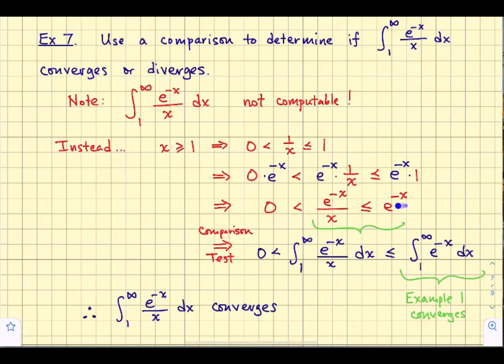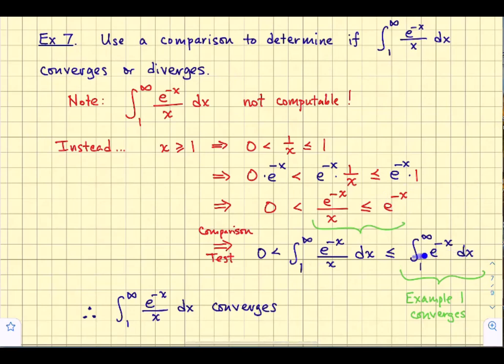We have that everything here is positive. This is our f and this is our g. Now the question is, do we have some kind of relationship between these integrals? Well, the relationship between the functions is that everything here is positive and this function is less than or equal to this function. Therefore, the integral of this function from 1 to infinity is less than or equal to the integral of this function from 1 to infinity.